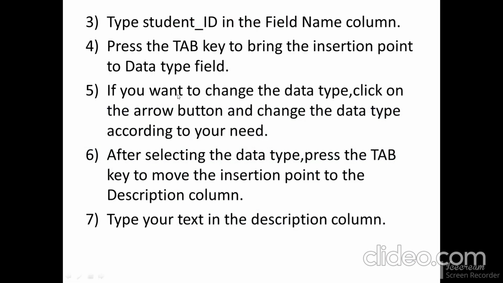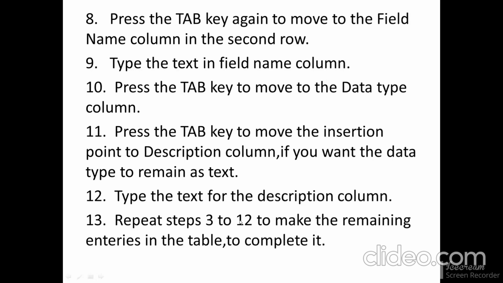Next step: type student ID in the field name column. Press the Tab key to bring the insertion point to the data type field. If you want to change the data type, click on the arrow button and change the data type according to your need. After selecting the data type, press the Tab key to move the insertion point to the description column. Type your text in the description column.